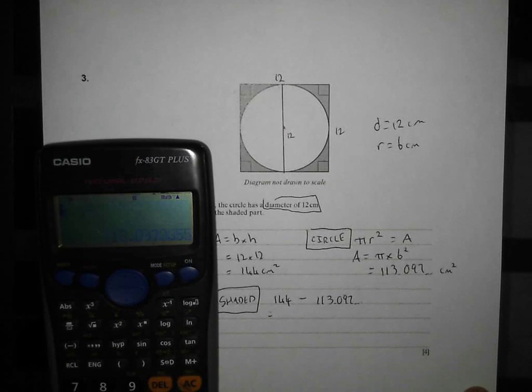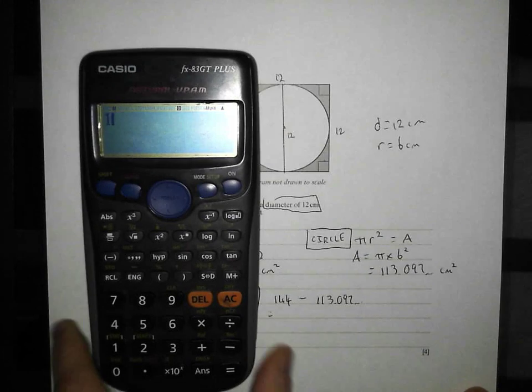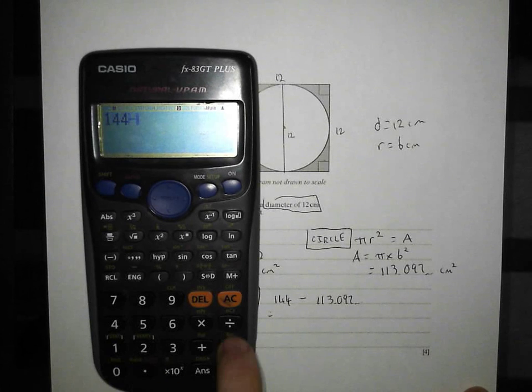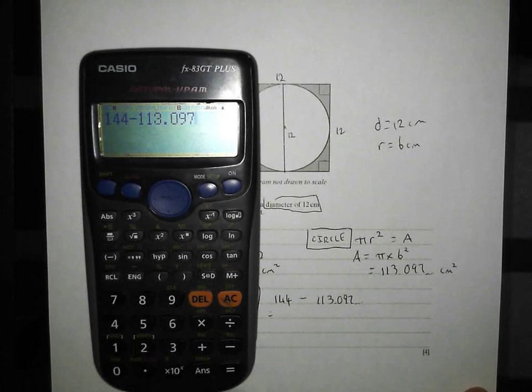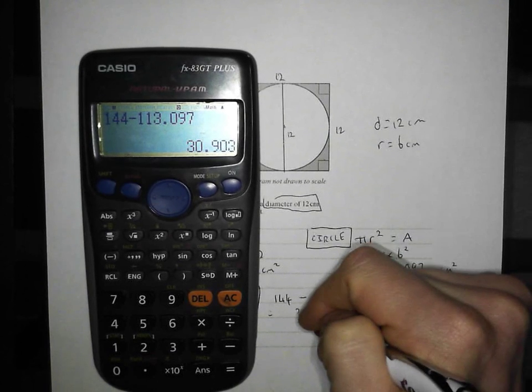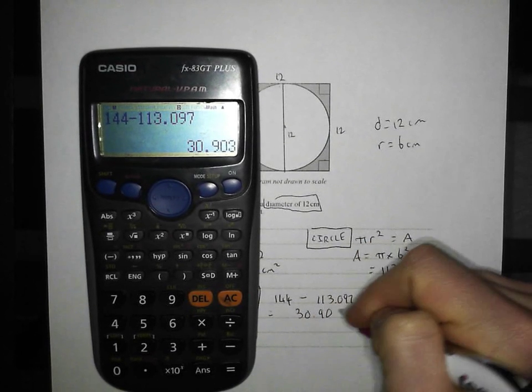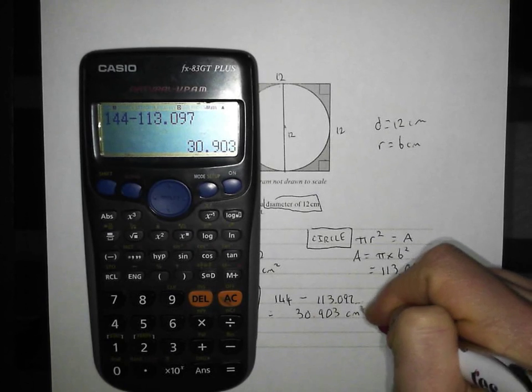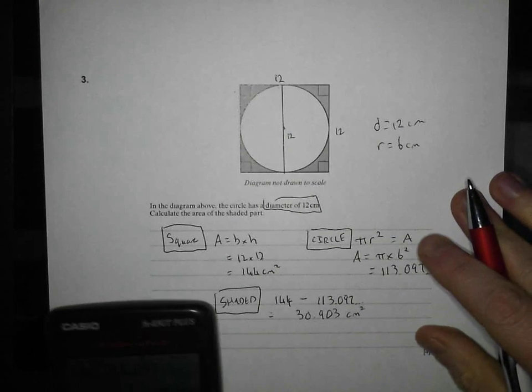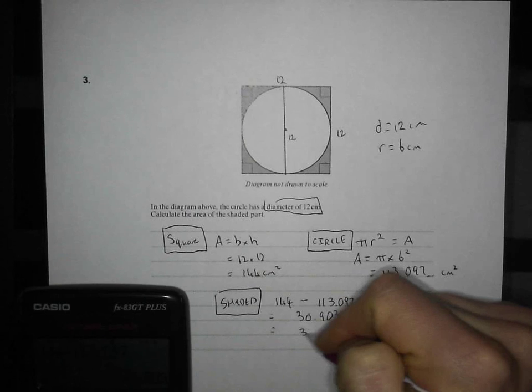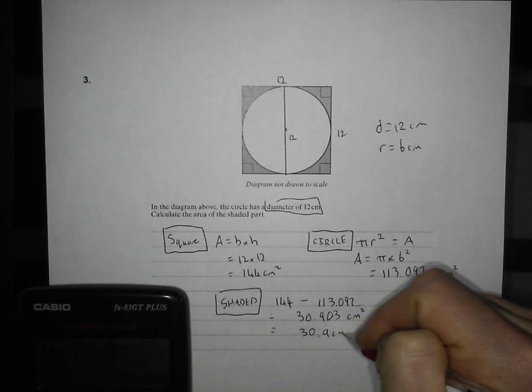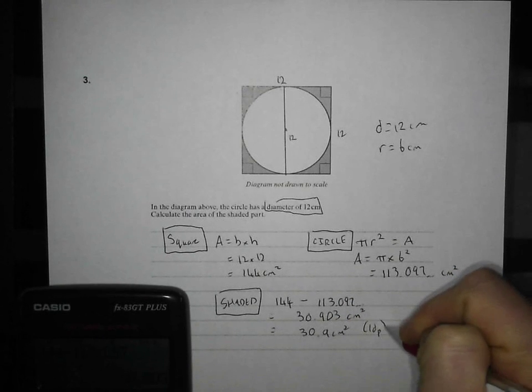So 144, take off 113.097. Press equals, and I'm going to get that it's about 30.903 centimetres squared. Has it asked me to round it to anything? No, it hasn't. So I think I'll leave it as 30.9 centimetres squared to one decimal place. There you go.